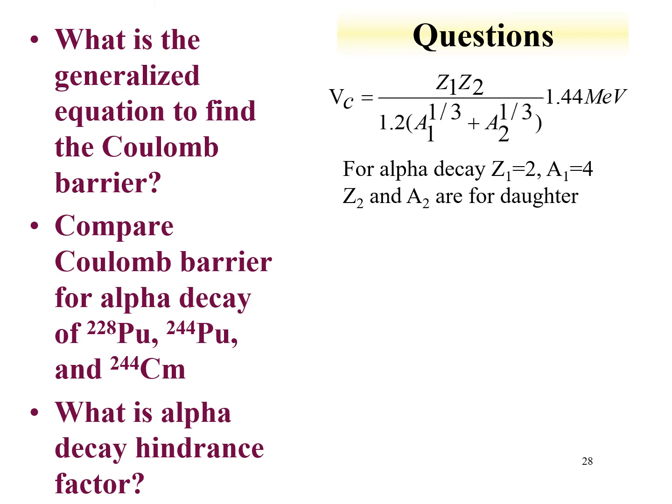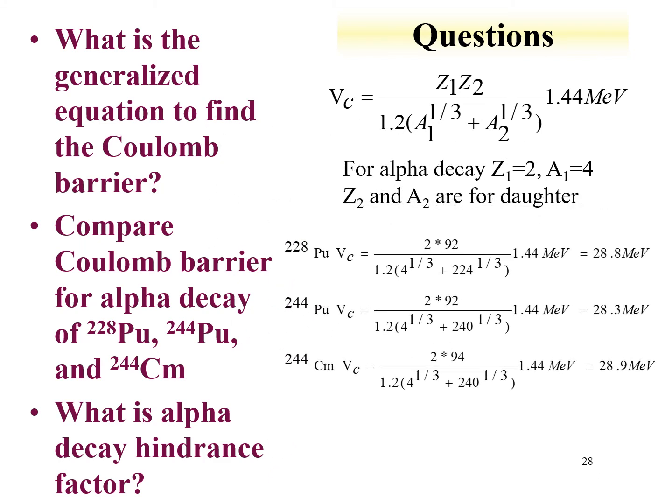And if we make this specific for alpha decay, we can substitute 2 for Z1, and for A1 we can substitute 4. So for an alpha decay, you would be looking at the Coulomb barrier from the alpha decay, and Z2 would be the daughter, and A2 would be the A for the daughter. We could use this equation to compare the Coulomb barrier for the alpha decay of plutonium-228, plutonium-244, that's a long range of the same isotope, and then curium-244, so comparing the same A but different Z. What we get for the Coulomb barrier for plutonium-228 is 28.8 MeV.